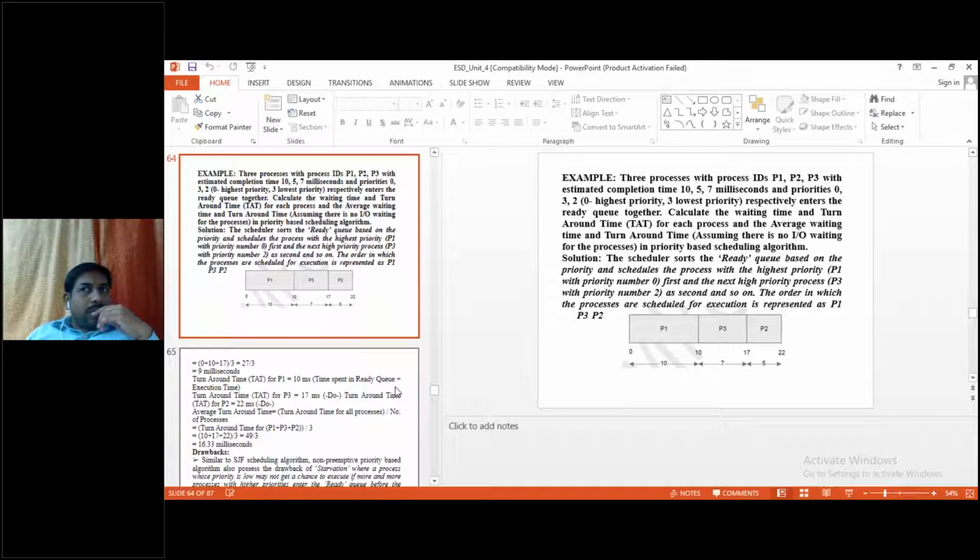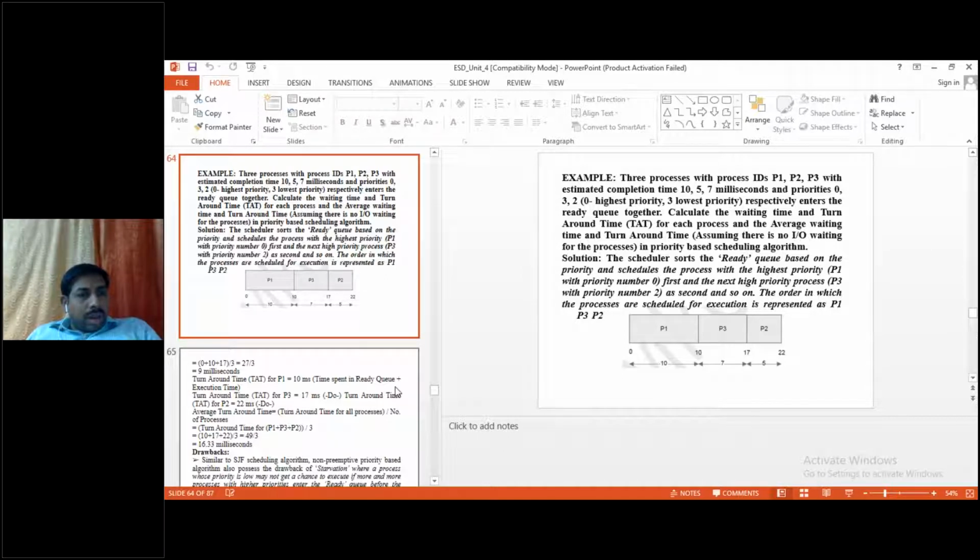So first one, the priority is P1, next priority is P3, next one it is P2, because P2 is having the value 3. 3 means it is having the lowest priority. So P1 it is 10 milliseconds. From 10 milliseconds, it is P3, it takes 7 milliseconds. So P3 completes at 17 milliseconds. And from 17 milliseconds, it is P2, it is 22 milliseconds.